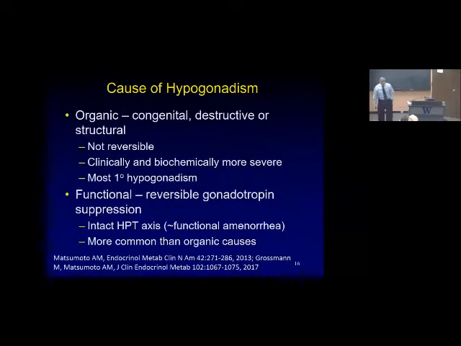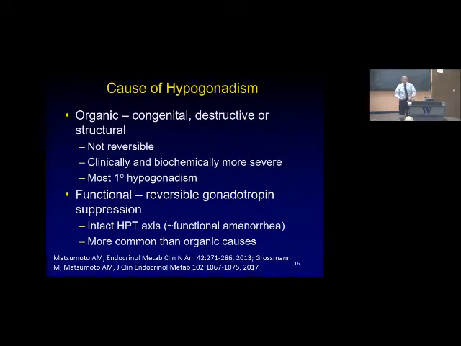So the one thing I would like to emphasize is that there are two types of hypogonadism. There are causes of hypogonadism that I would classify as organic, and ones that are classified as functional. The organic causes are pretty straightforward. They're really destructive processes or congenital processes or structural problems in the hypothalamic pituitary gonadal axis that cause more or less permanent loss of function that need hormone replacement by and large, and it's usually more severe, both biochemically and clinically, in hypogonadal individuals that present with organic causes.